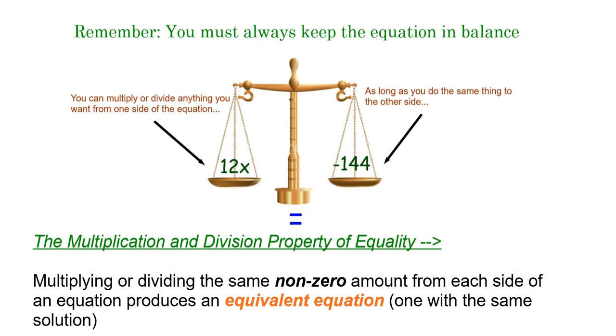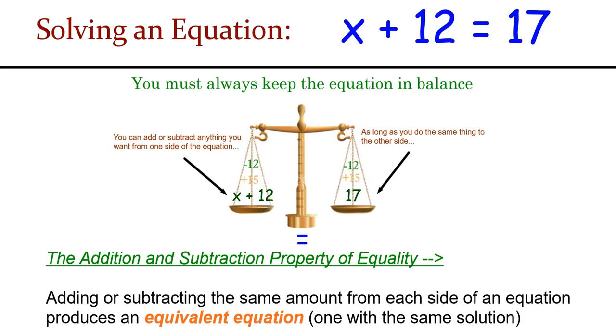Multiplying or dividing the same non-zero, very important, non-zero amount from each side of the equation produces what we call, again, an equivalent equation. One where the solution is the same, but we've changed the form of the equation. So I'm going to ask you to pause the video, write down these two properties, because they are the deep mathematical properties that allow us to do this. Unpause the video when you're ready to move from this one to the next one, and then we'll get into some example problems of how we show that we're keeping the equation in balance.